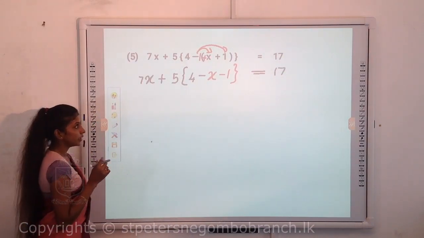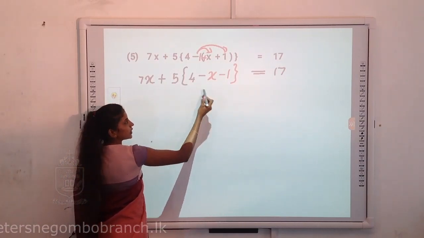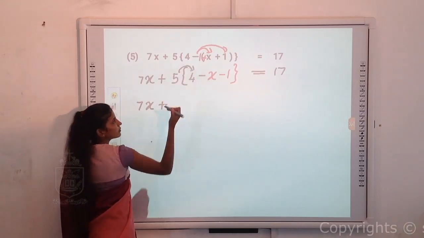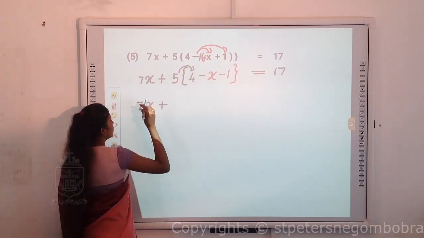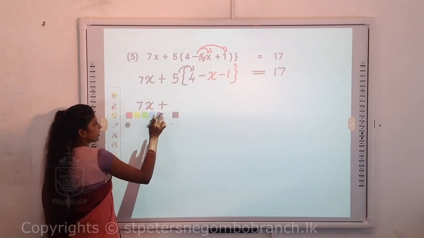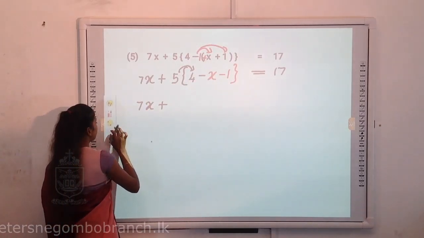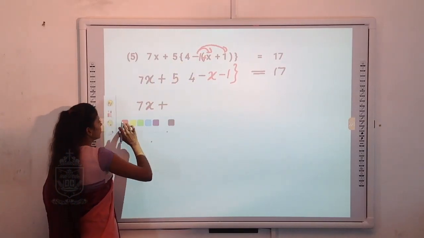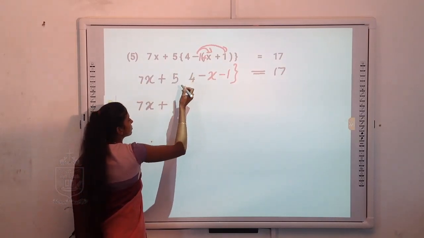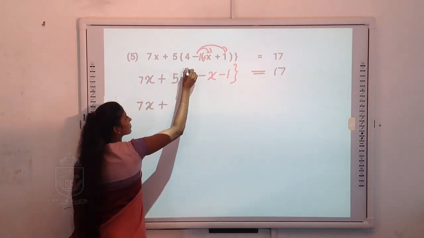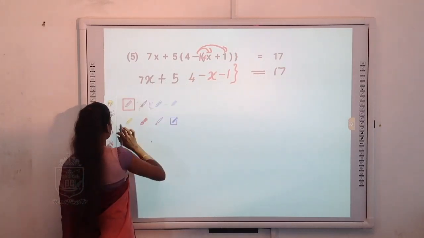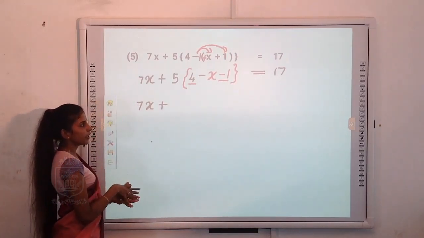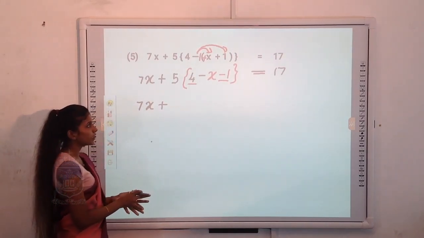Okay, what's our next step? Again, we have to remove this bracket. So in removing that bracket, we can multiply 5 times 4. Before that, we can multiply it like that, but there is an easy way of simplifying it. Without multiplying, even we can multiply, but here we can see that this 4 and minus 1 can be simplified more.